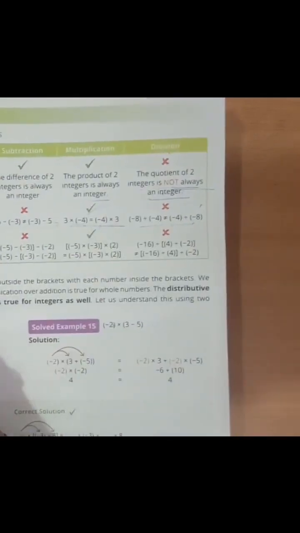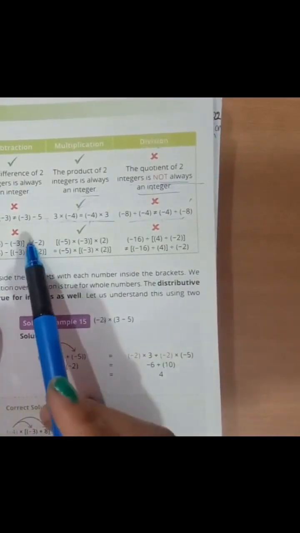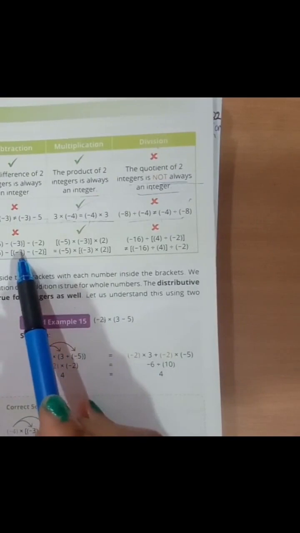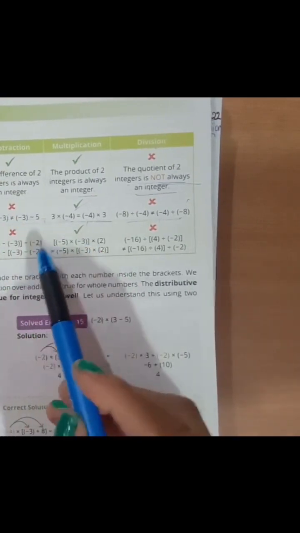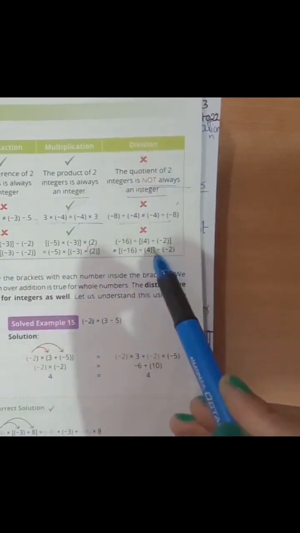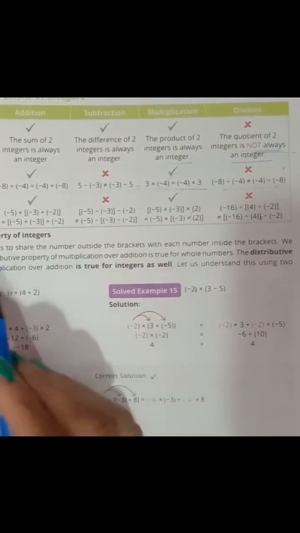Associative property: there are different examples, but subtraction is not satisfied, not in the associative property. For multiplication it's okay. But under division, it is not an associative property. Not satisfied. Here that is over.